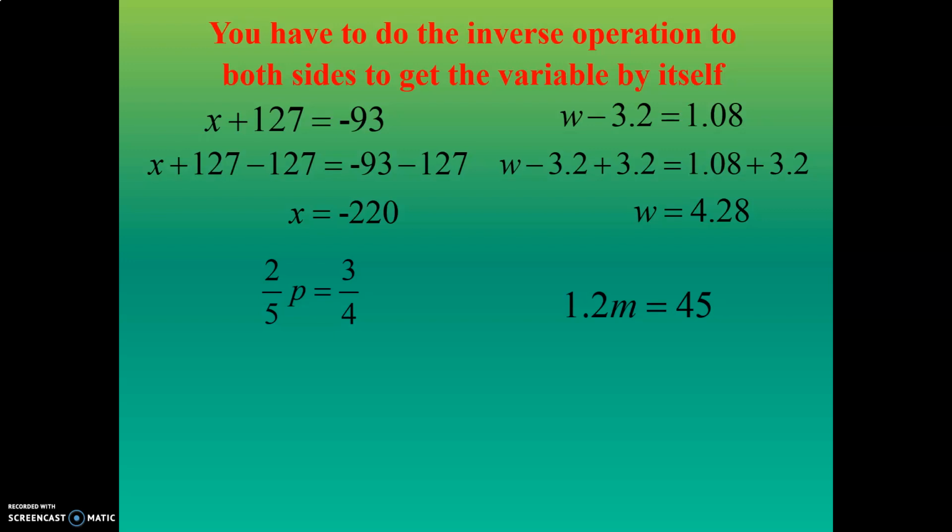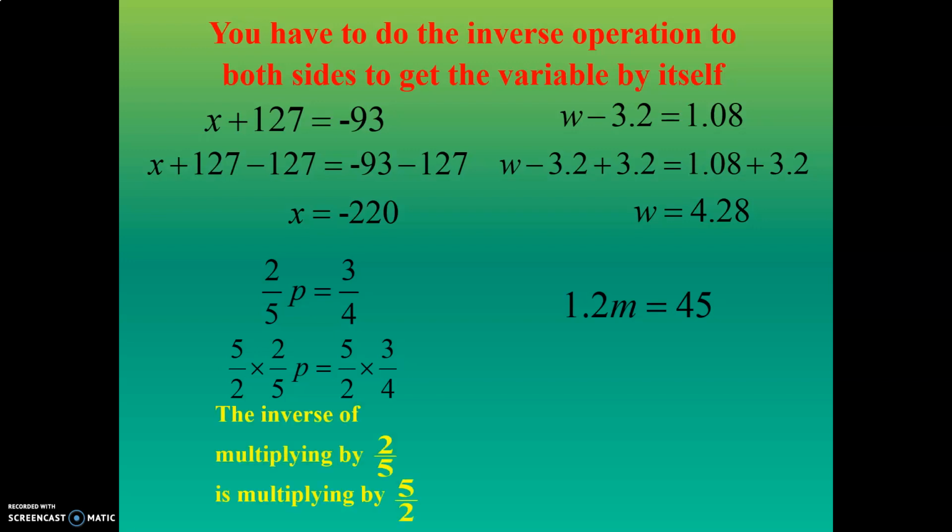If you happen to have fractions, well, I don't want 2/5 of p. I don't want 2/5 of a pizza. I want the whole pizza. So the inverse of multiplying by 2/5 is multiplying by 5/2 for this example. If I multiply both sides by 5/2, I get that whole p back. And as long as I do it to the other side as well, I can get my result, and I find out that p is equal to 15/8.